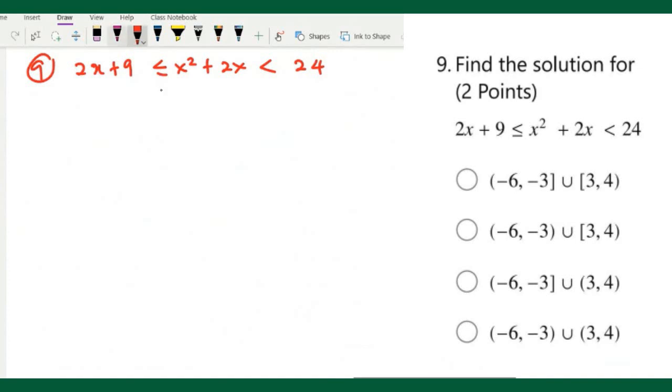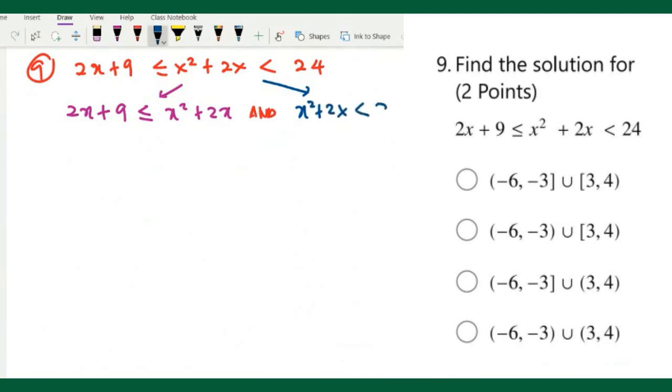So the first one will be, you separate 2x plus 9 less than or equals to x square plus 2x. Okay. And then separate another one. It is very important to write n. It means this thing must be broken up, broken into two cases. Okay. So the next one will be x square plus 2x less than 24. So we do each one separately, individually, separate cases.